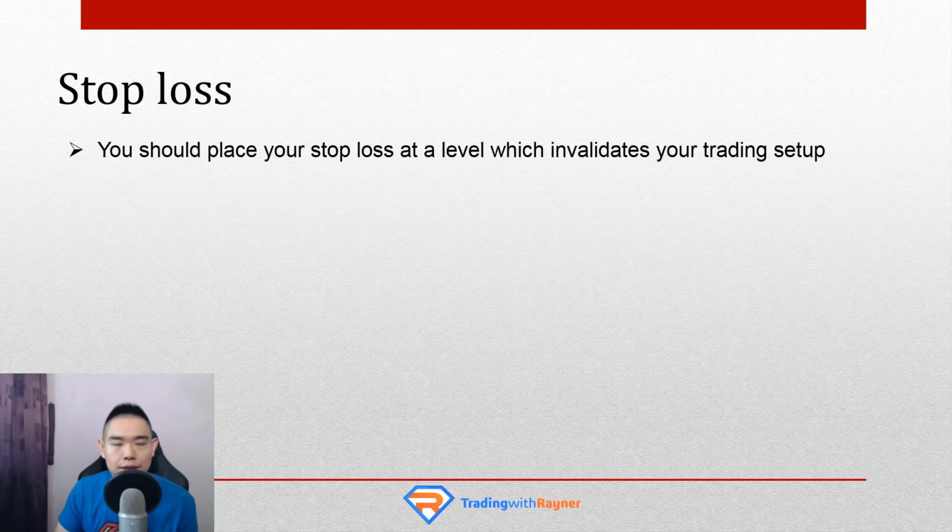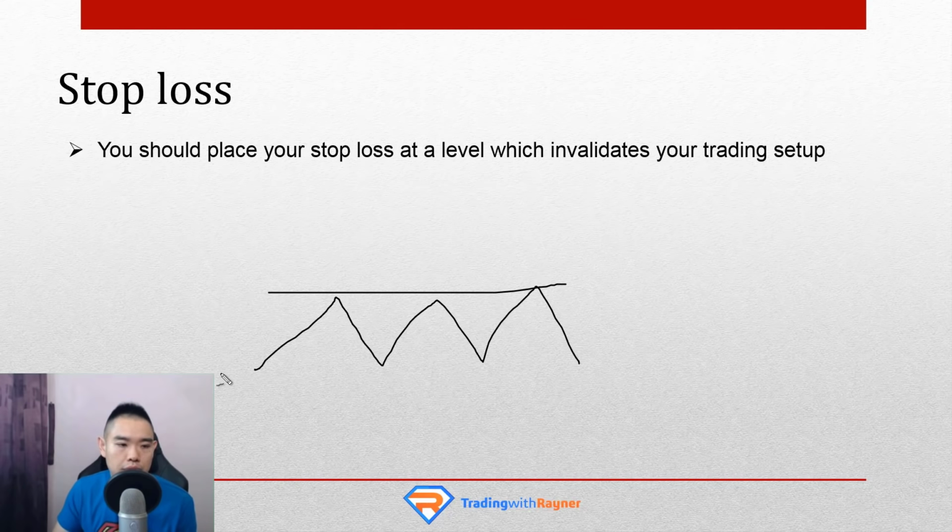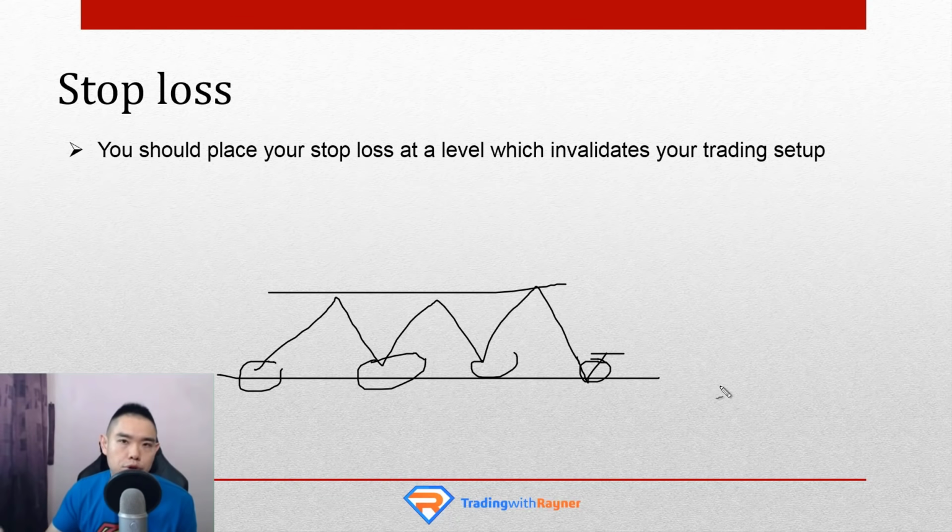Another example: let's say you are trading support and resistance. The market is in a range, goes up, down, up, down, up, down. This is the lows of the range, otherwise known as support. It bounces once, twice, three times, and here a fourth time. Let's say you're long at this price point. Where do you put your stop loss? Using this concept, your stop loss should be placed at a level which invalidates your trading setup. So at which point on this chart will support be broken?